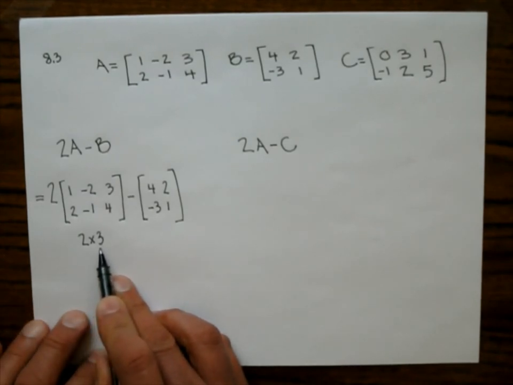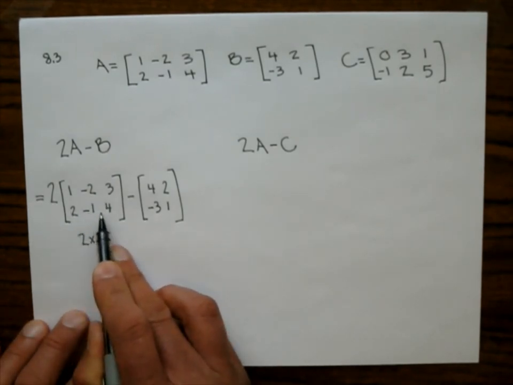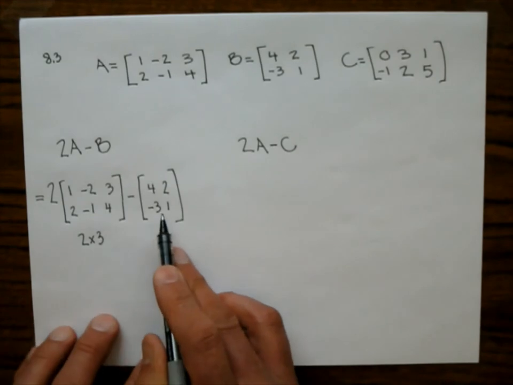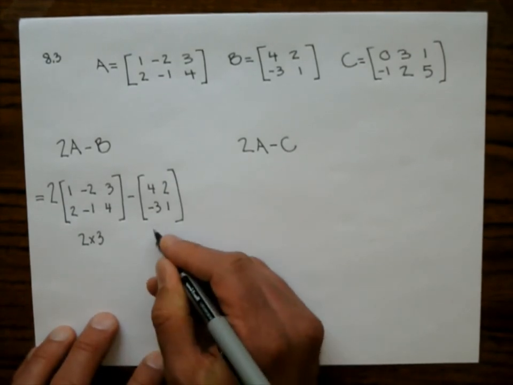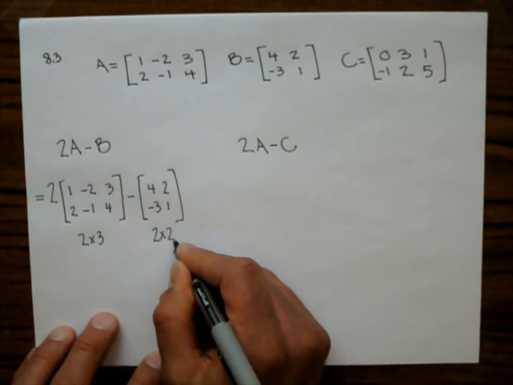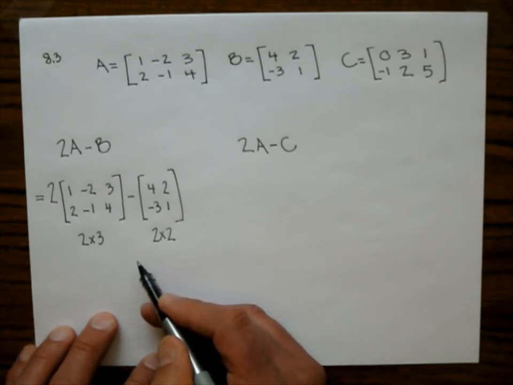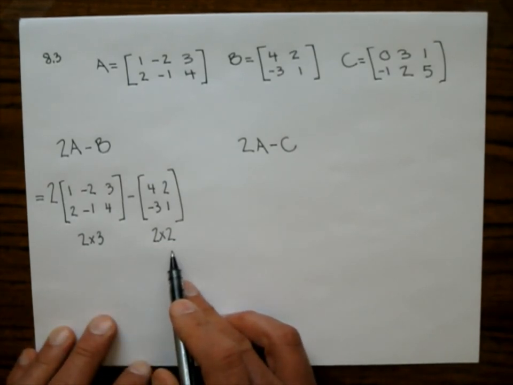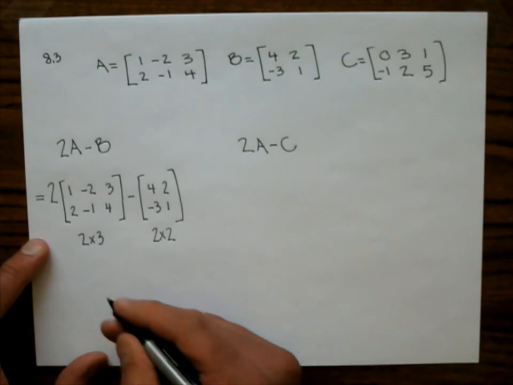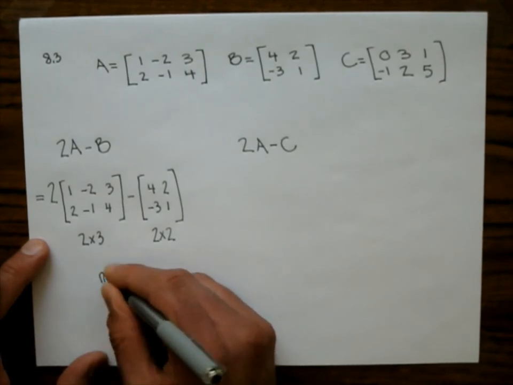That's rows by columns. So the rows run across and the columns run down. This matrix here is a 2 by 2. In order to add or subtract two matrices, the sizes have to be the same. So on this one, we are kind of done. We're going to say that the answer is not defined.